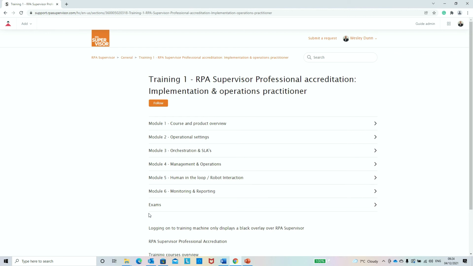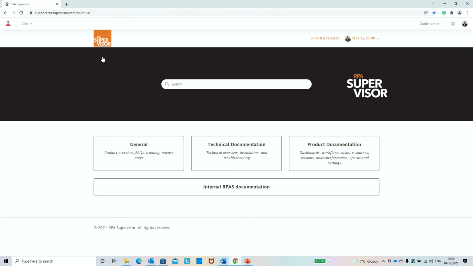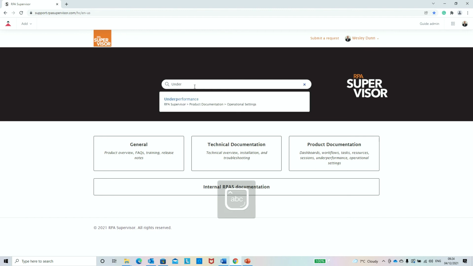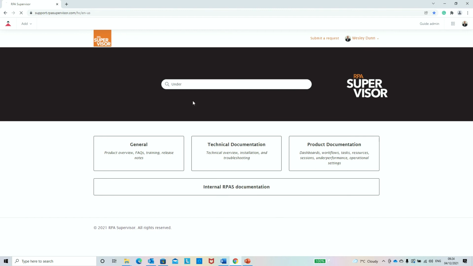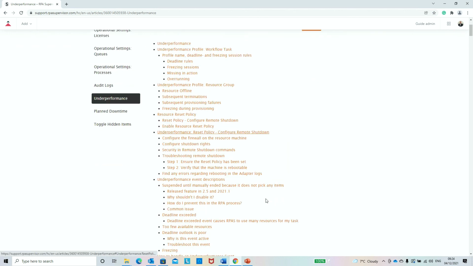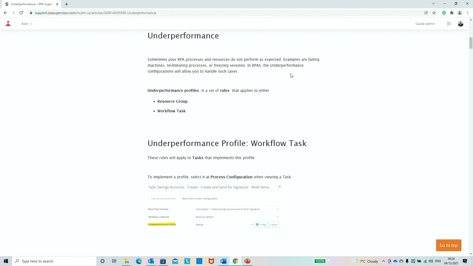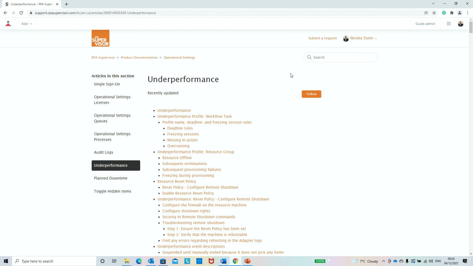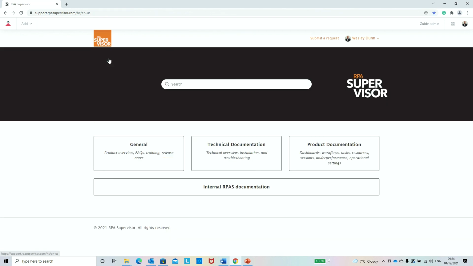But what we like to encourage as well is, if there is a question within the exam that you feel you kind of know, don't hesitate to go into here and understand something around underperformance, for example, where you can look into this. Because what we really want to push is that this area of RPA Supervisor, the knowledge base, is really at your disposal as and when you want more information.